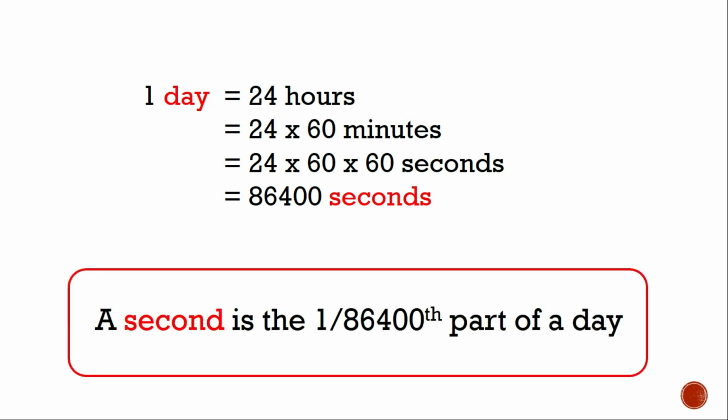And thus we can define a second as the 1/86,400 part of a day.